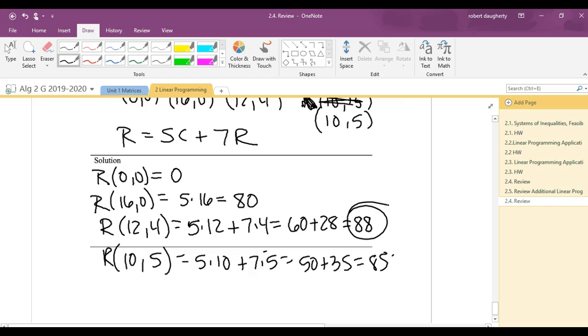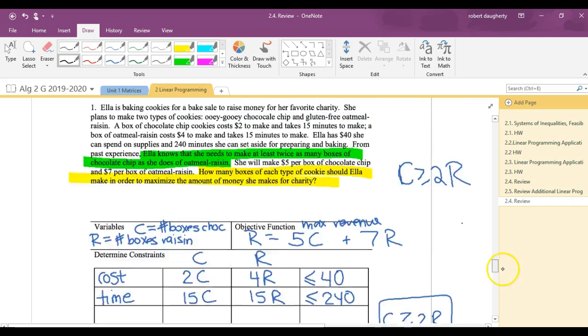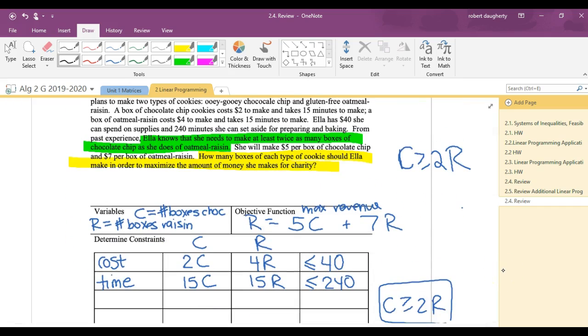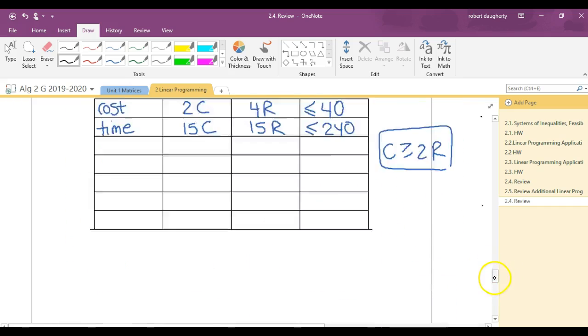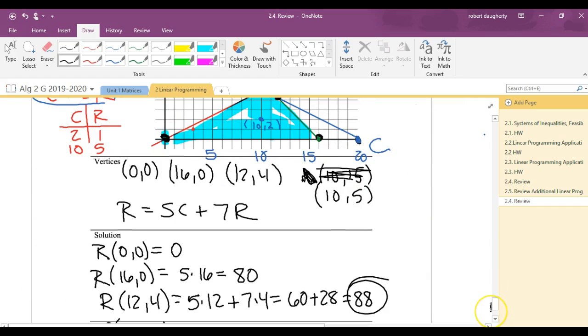So again, this one was a tougher one with a challenge, mainly that constraint about the number of chocolate chips being double the raisins. So what was the question? The question again was, how many of each type of cookie to maximize the amount of money for charity? So it looks like we need to do 12, 4. So 12 chocolate chips and 4 raisin to maximize the revenue. And the maximum revenue was $88 in this case.